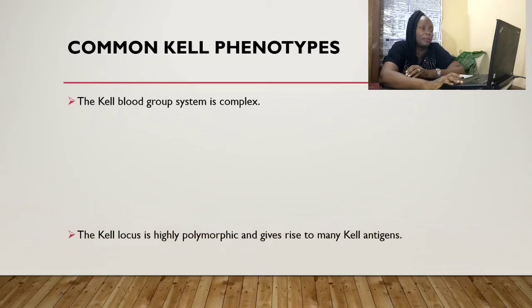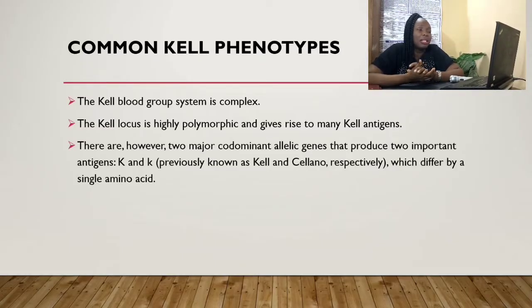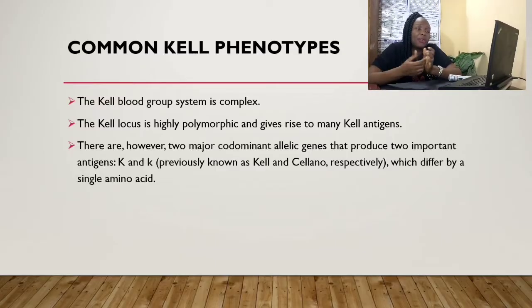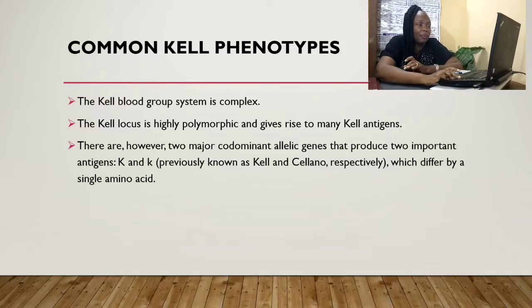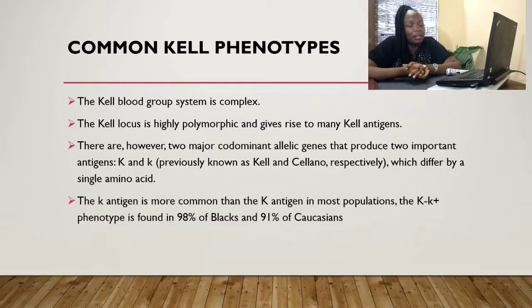Common Kell phenotypes. Like I said earlier, the Kell blood group system is complex, and the Kell locus is highly polymorphic and gives rise to many Kell antigens. There are, however, two major codominant alleles that produce two important antigens, the big K and the little k. And I said that they only differ by a single amino acid at position 193.